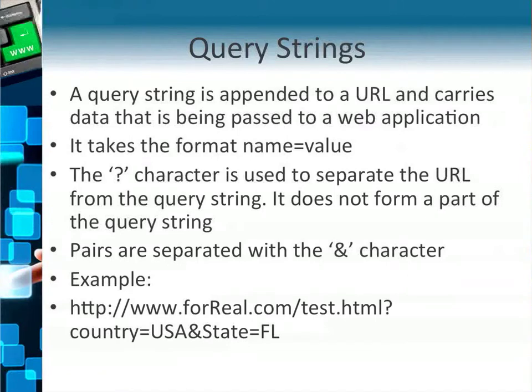Like here it says, a query string is appended to a URL and carries data that is being passed to a web application. And here it takes the format name equals value. I was giving an example on the bottom: we have a website /test.html, question mark, saying here's where I'm going to be sending the data. The data comes right after this question mark, and it says country equals USA, name equals value. And the ampersand I'm using to say this is the next field that I'm sending. And there are other characters that you can add there.